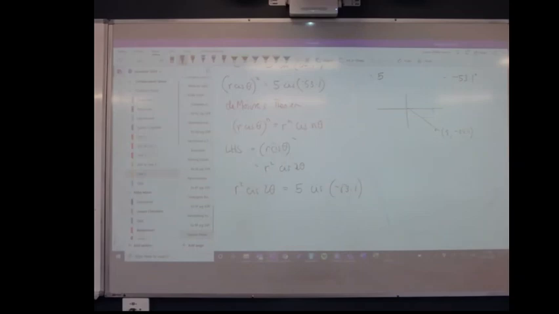So the same idea as before, we're trying to solve for r and theta in this case. Last time we were trying to solve for a and b. So how do I solve this then?